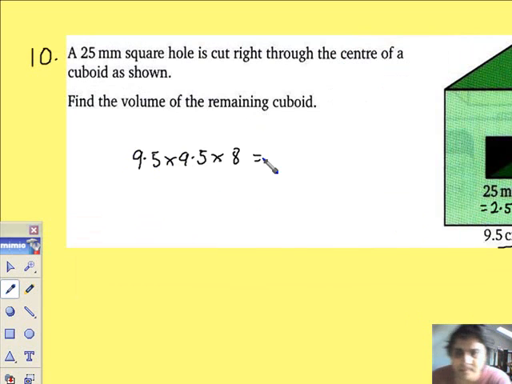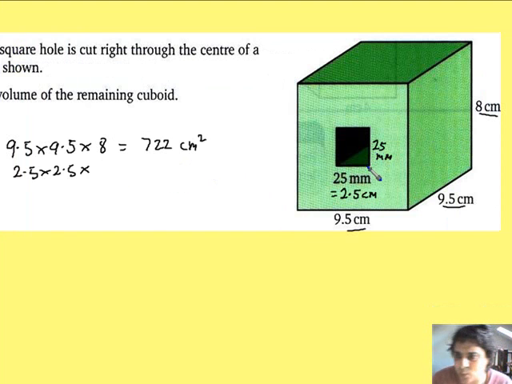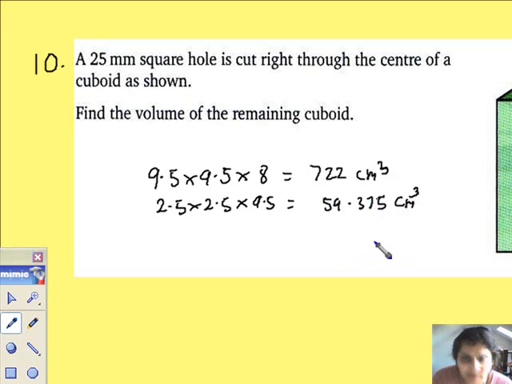Let's get the answer for that bit. So 9.5 times 9.5 times 8, bam, I've got 722 centimetres cubed. Now this little bit here is going to be 2.5 times 2.5, that's at the front, and don't forget it goes all the way back here, alright, so it's also 9.5. So 2.5 by 2.5 by 9.5. That gives me 59.375 centimetres. Sorry, that should be cubed as well, shouldn't it?